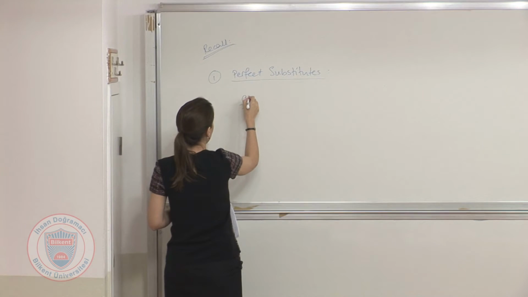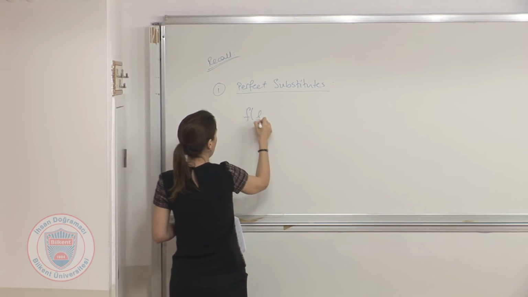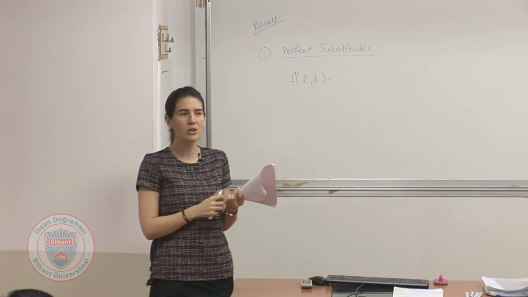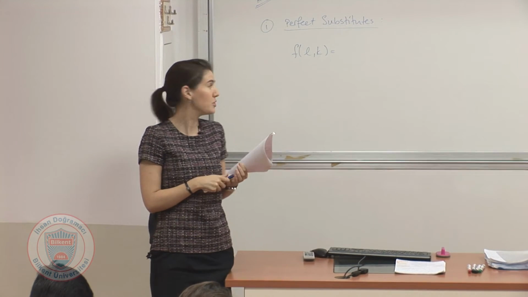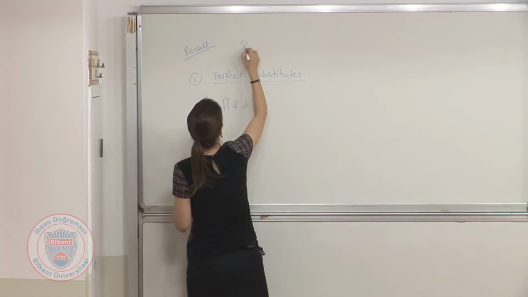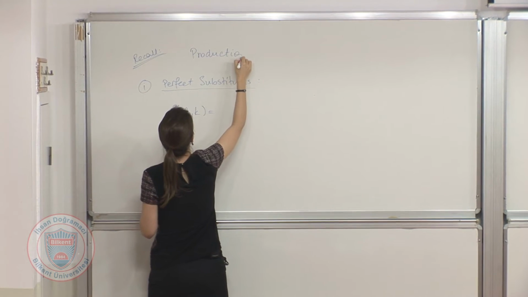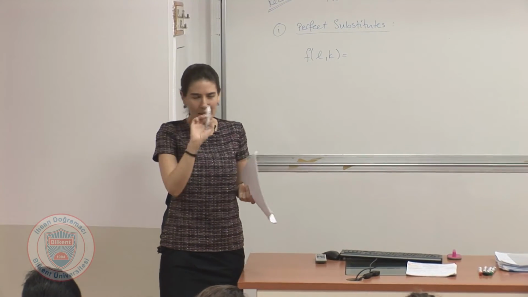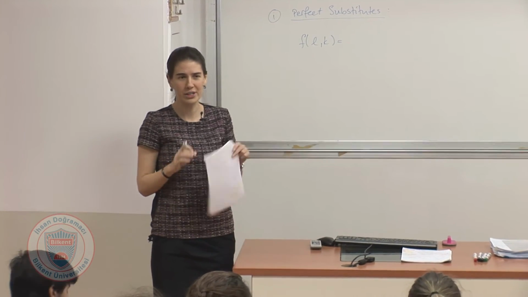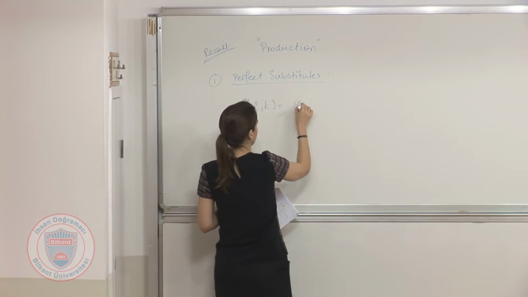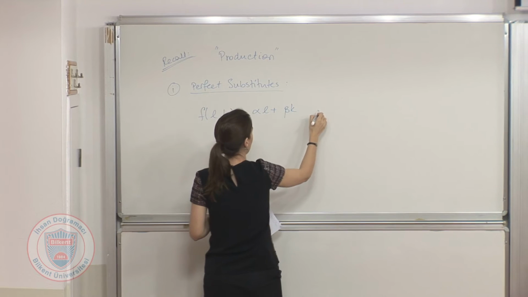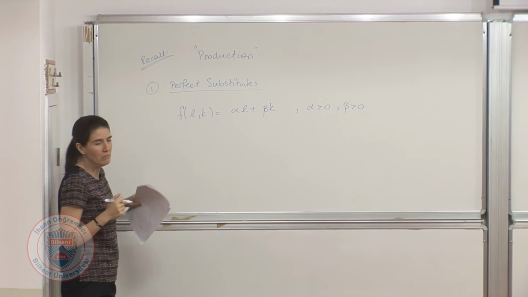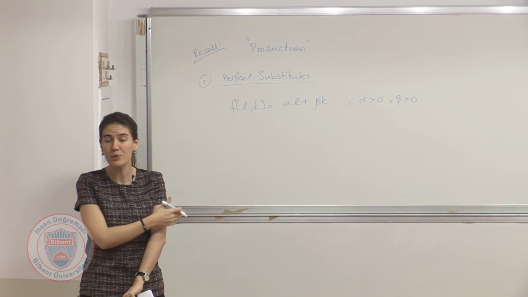So we said that for the perfect substitutes, we would have a production function like what? Just as we had in the utility theory, if they're perfect substitutes, this time now inputs, right? It should be linear. So tell me the equation. We said alpha L plus beta K, right? So we have alpha greater than 0, beta greater than 0. So this is the perfect substitutes case, where these inputs are perfect substitutes.